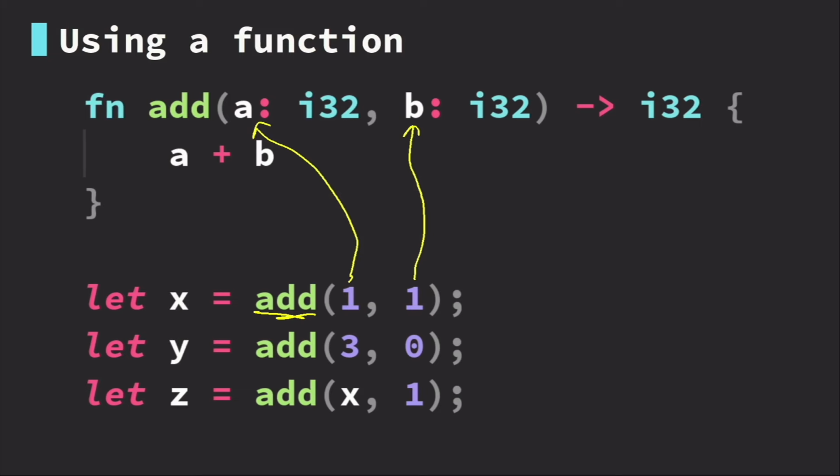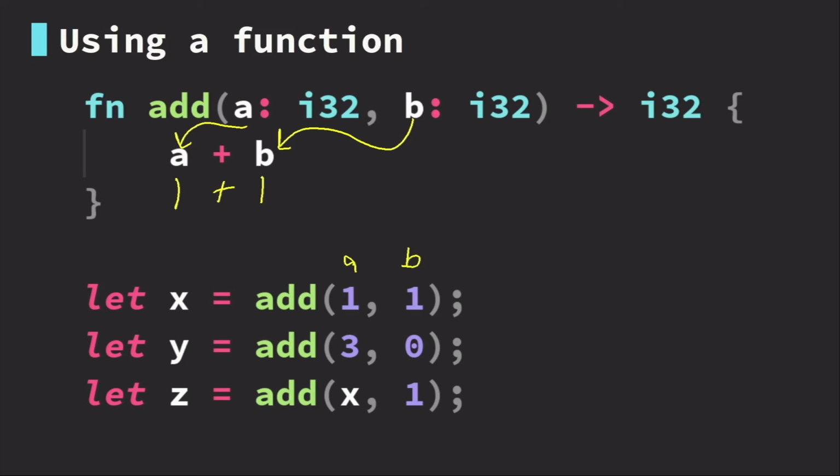Once the function begins executing, this a will go here, this b will go here, and we'll get 1 plus 1. That's because our a value here is a 1, and our b value here is also a 1. After this 1 and 1 get added together, we'll get a 2. And since we reached the end of the function body here, there's nothing past this point. This 2 is going to get returned. And 2 is an integer, so it's valid for an i32 integer.